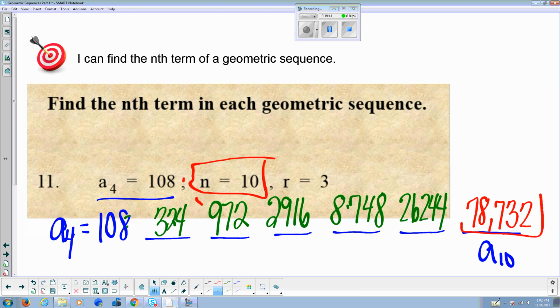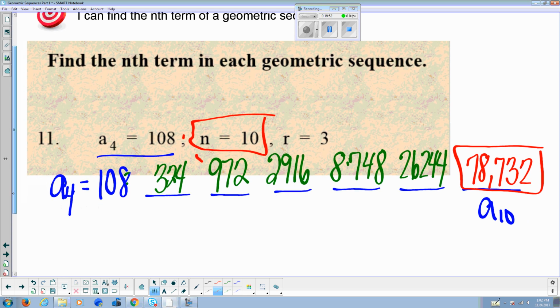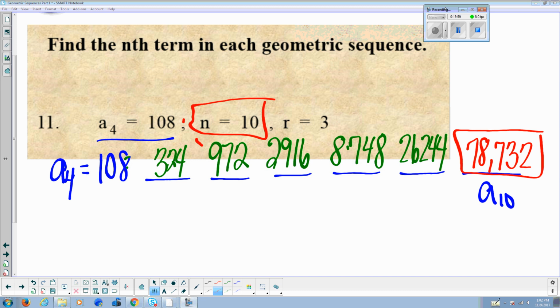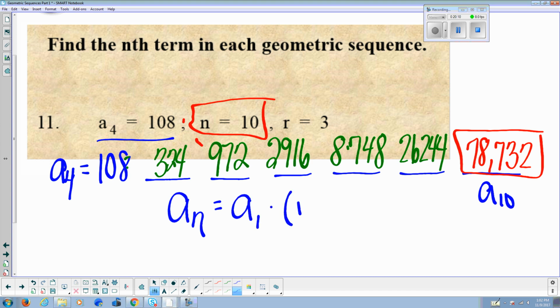78,732. Now you may say that's a lot of really large numbers to find, and perhaps a formula would be a smarter way when we're dealing with such huge numbers. So let's take a look at what the formula would do for us here. So if I were to use the formula, I would start with An equals A1 times R to the n minus 1.